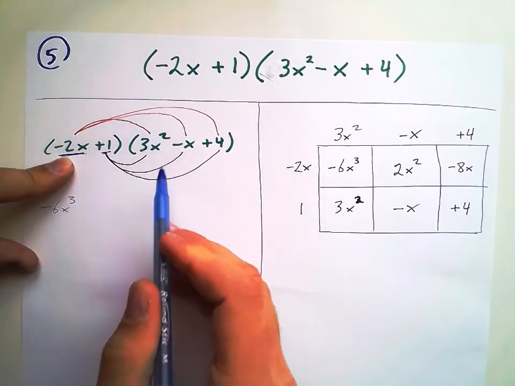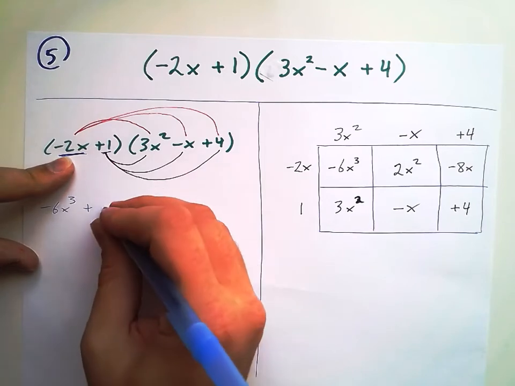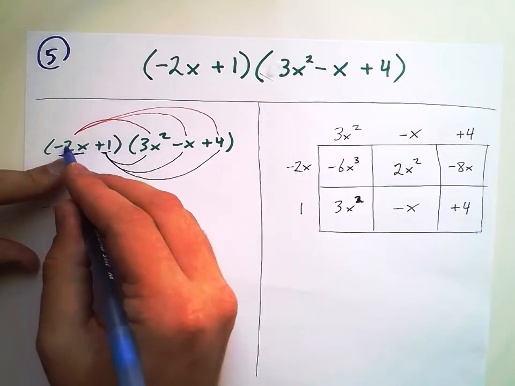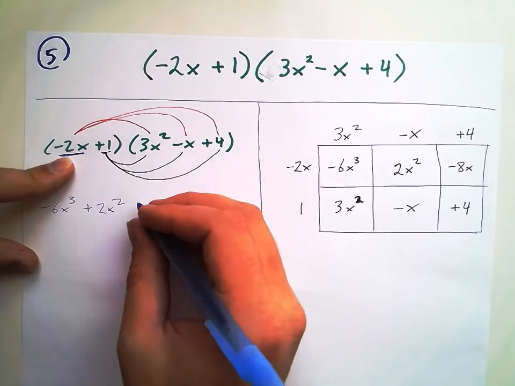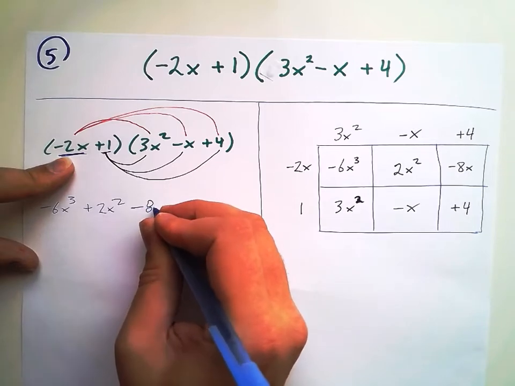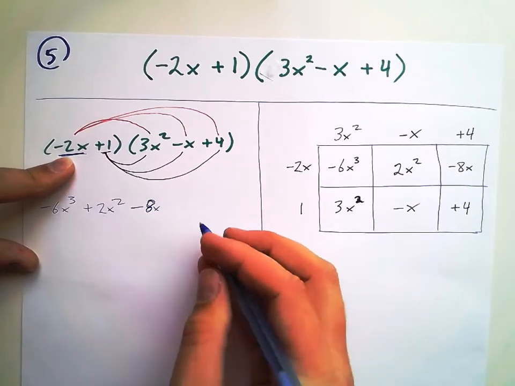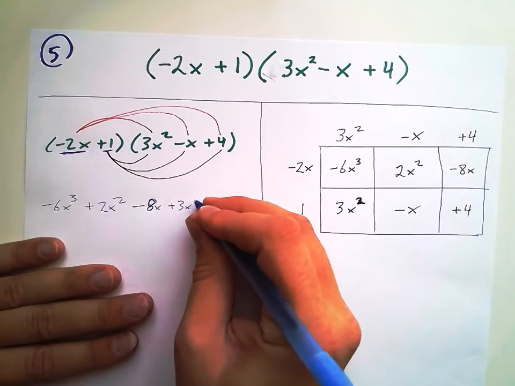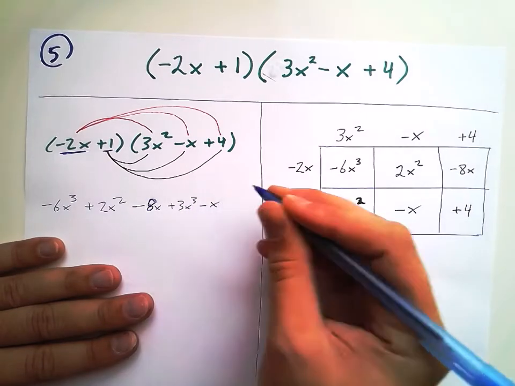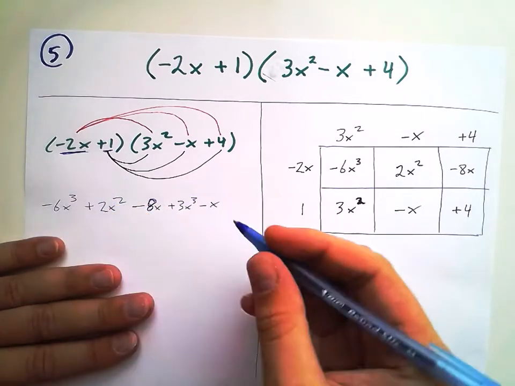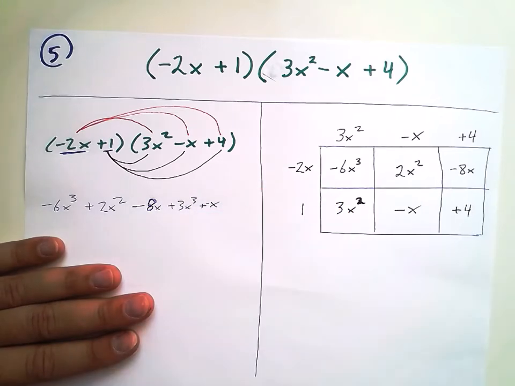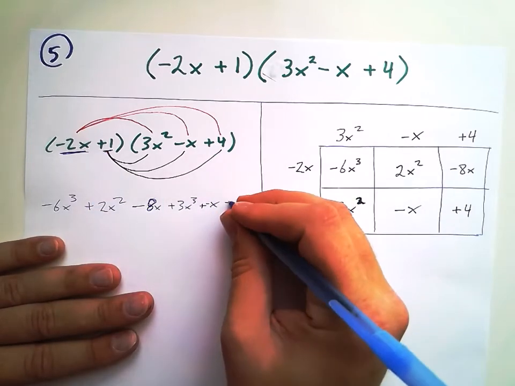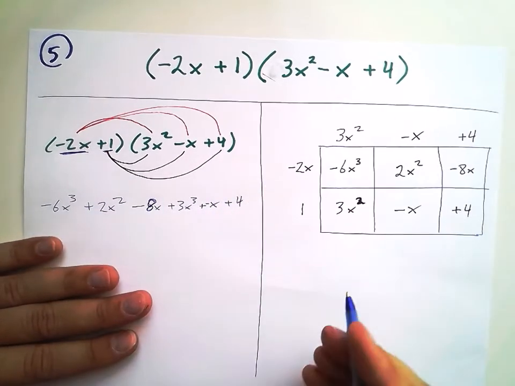Negative 2x times negative x is plus 2x squared, because negative times negative makes it positive. And then negative 2x times 4 is minus 8x. Then the 1 times each of those. 1 times 3x squared is 3x squared. 1 times negative x is negative x. And if you want to write that as plus negative x, that might make more sense. And the 1 times the 4 will obviously get us a 4.